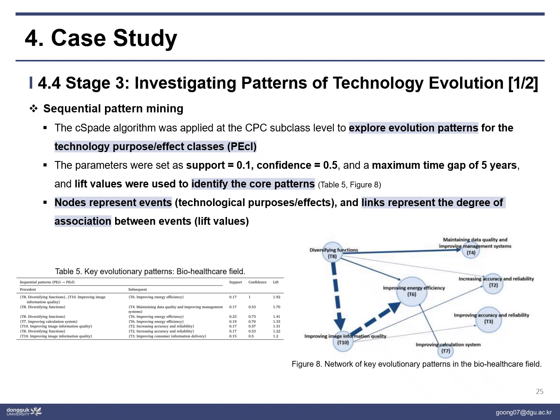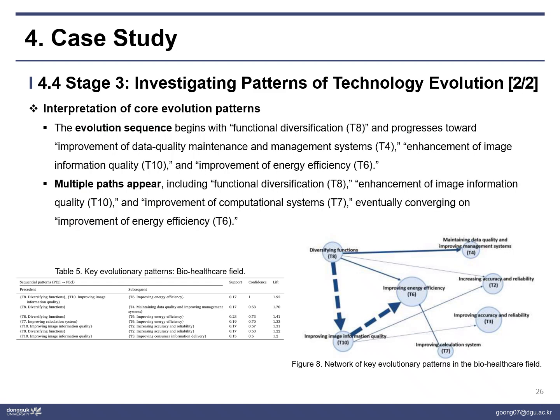Evolution patterns are explored for the technological purpose effect classes. The lift value is used to select the key patterns. The nodes represent technological purpose and effect, and the rings show the degree of association. Based on the table and figure below, the evolution patterns can be interpreted.